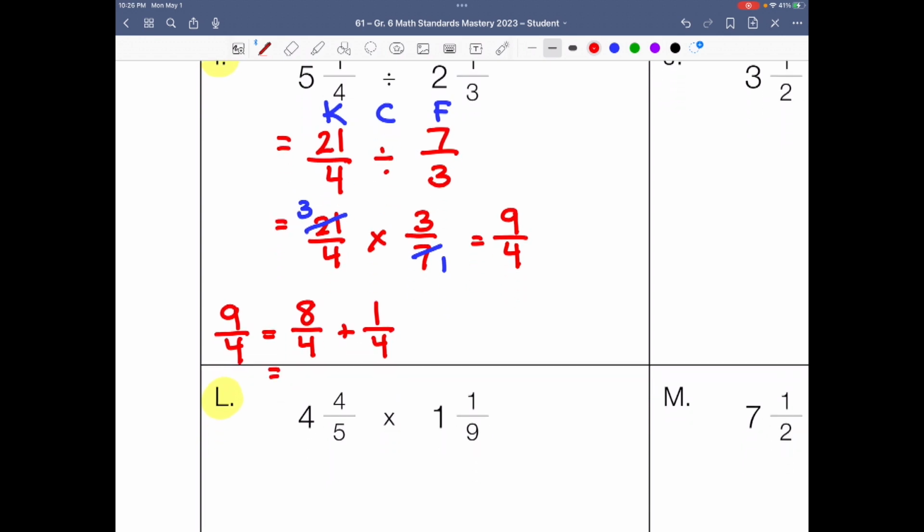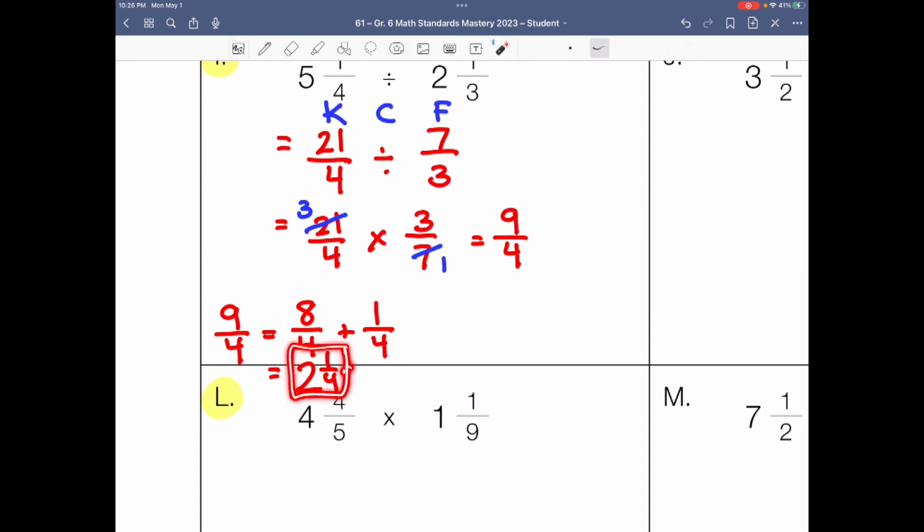And now we can see the final answer. So 8 divided by 4 is 2, write a big whole number 2. What's left over? 1 fourth, so write down 1 fourth. And your final answer is 2 and 1 fourth.